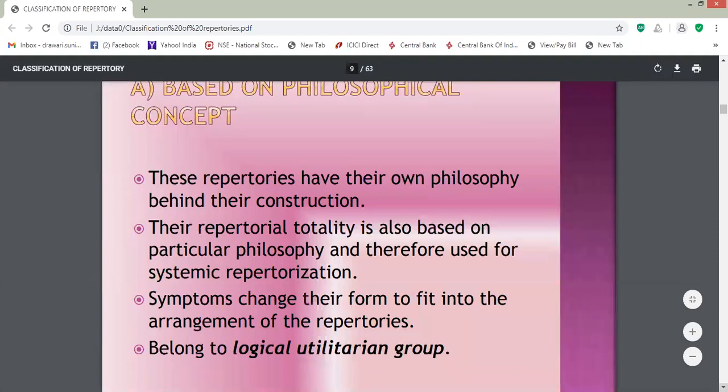First, the repertory based on philosophical concept. These repertories have their own philosophy behind their construction. Their repertorial totality is based on particular philosophy and therefore used for systemic repertorization. Symptoms change their form to fit into the arrangement of repertories. They belong to the logical utilitarian group.